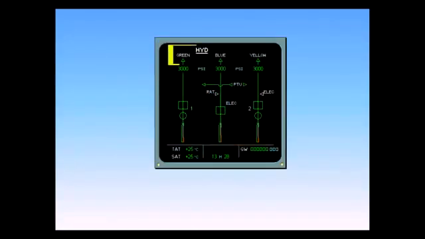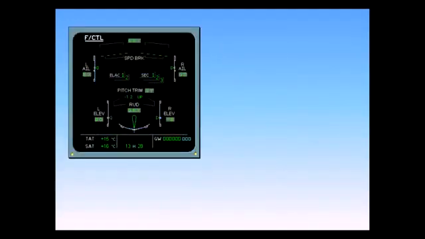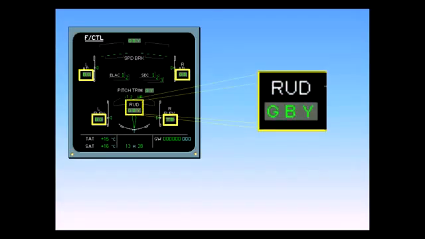Three independent hydraulic systems are used to power all the flight control surfaces. The hydraulic systems which actuate each control surface are indicated on the ECAM flight control page by the use of G, B, and Y. For example, the rudder is powered by the green, blue, and yellow hydraulic systems. The ECAM flight control page is now complete.